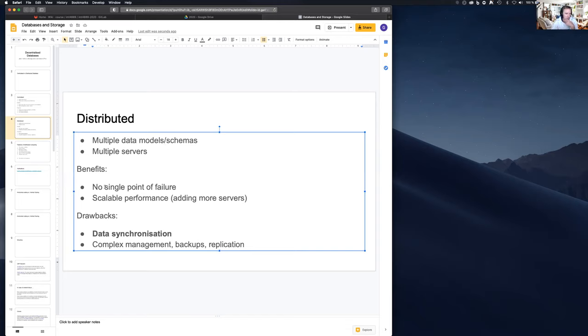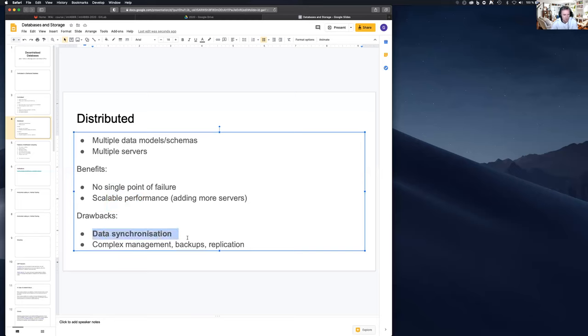So I don't have a single point of failure anymore. And I have scalable performance because I can keep adding new servers or keep partitioning my data more and more to scale my queries and scale the capabilities of my database system. But I now have two problems.